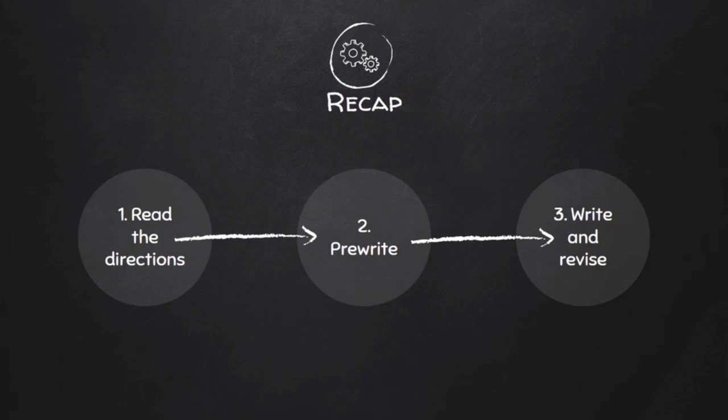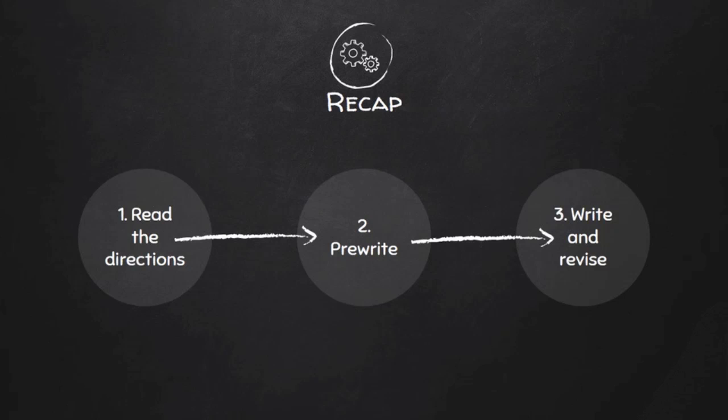Second, you want to pre-write before writing. You should annotate the text as you read so that you understand their main ideas and their theses. That way you can reference them in your actual essay and make an outline, including your own thesis, the evidence that you'll be using, and how you'll address each text. Finally, you should write the actual essay and revise.